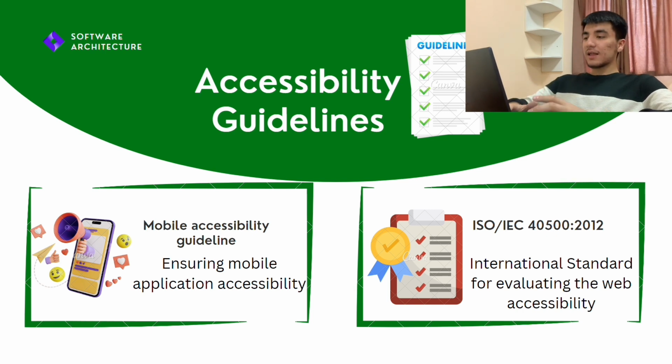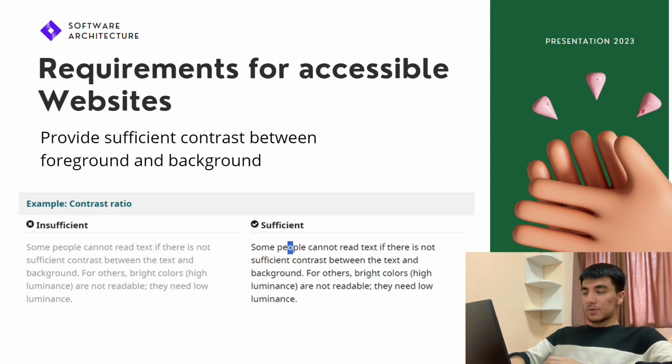By following these guidelines, by following Web Content Accessibility Guidelines, Section 508, Mobile Application Guideline, developers can create digital services that work better for everyone, and that's pretty cool. Now we talk about guidelines, we talk about accessibility standards. Here I also prepared the requirements for improving the accessibility of web applications.